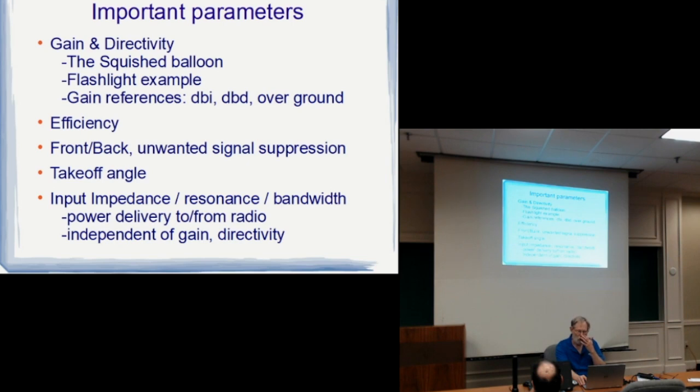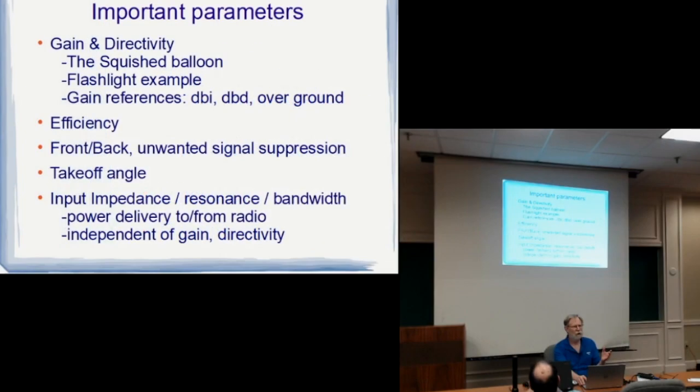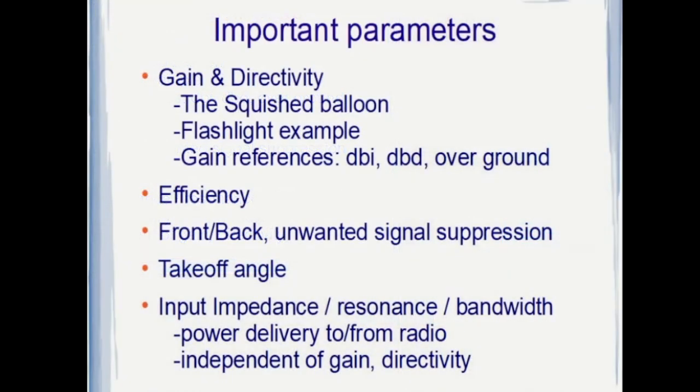So we'll start talking about the important parameters. We'll talk about gain and directivity. And quite often when somebody is trying to explain antennas and they talk about gain, they give you the example of the squished balloon. And so basically the concept is if you have something that radiates energy equally in all directions, it's like a round balloon. But if you can somehow squeeze that balloon and take some of the energy that was going one way and send it in a more desired direction, you essentially increase your gain and you increase your directivity.